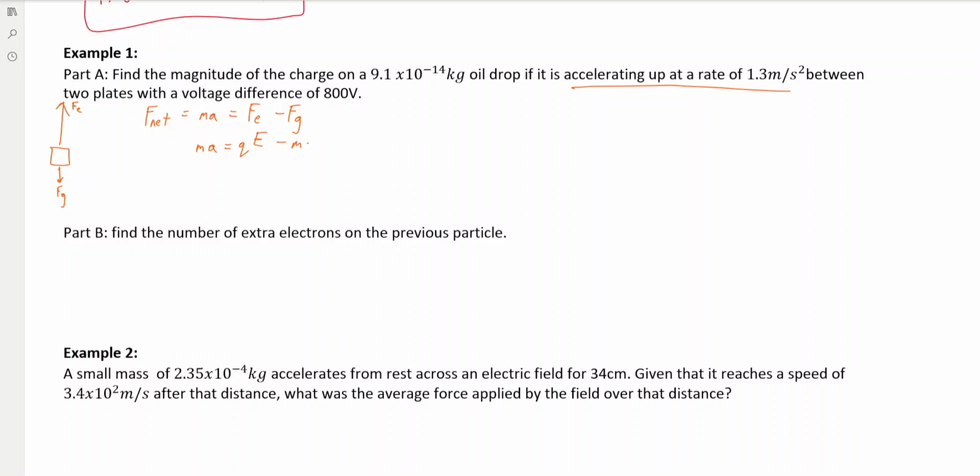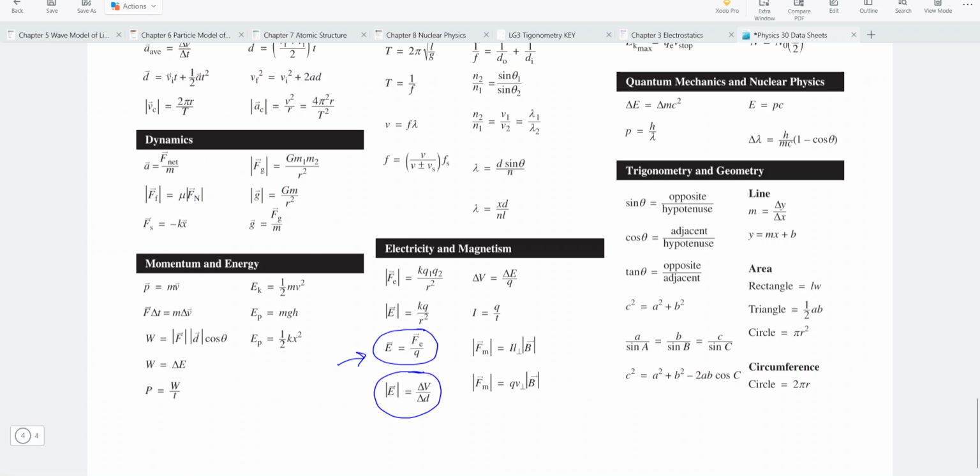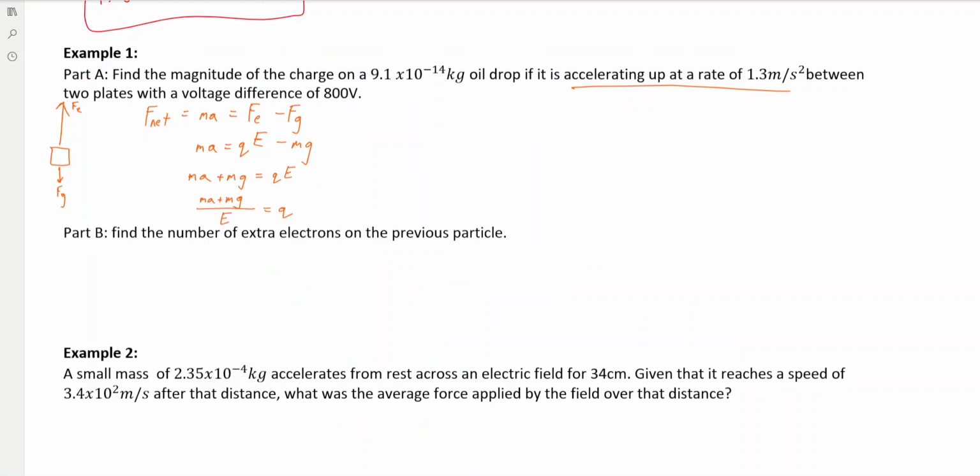Fg is mg. Now we're looking for that Q, so we're going to rearrange a little bit. Ma plus mg equals QE. So far so good. Now we're going to move the E over, so Ma plus mg over E equals Q. But that E is from this. It's the electric field strength. So now we're going to look at this to replace that E value.